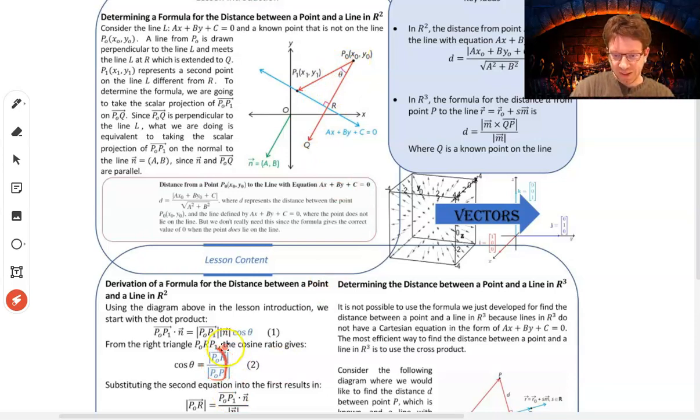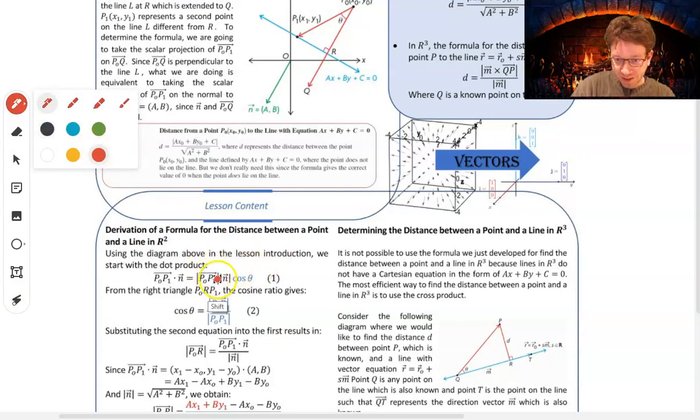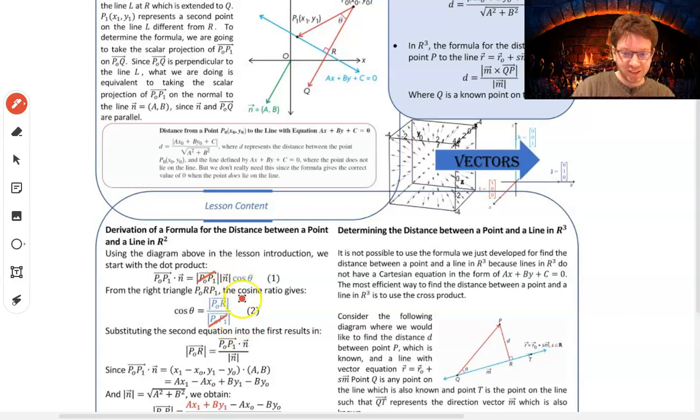So what we're going to do is replace this cos theta in equation 1 with this ratio from equation 2. And when we do that, notice that immediately you will have this P naught P1 cancel with that. And then we can divide both sides by the magnitude of the normal to actually solve for P naught R, which is that distance that we want, the closest distance to the line.